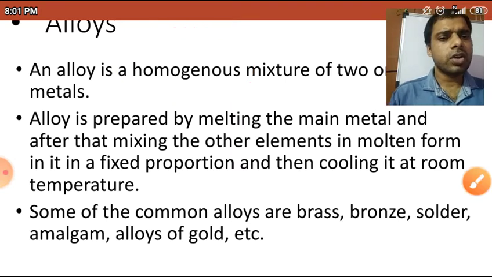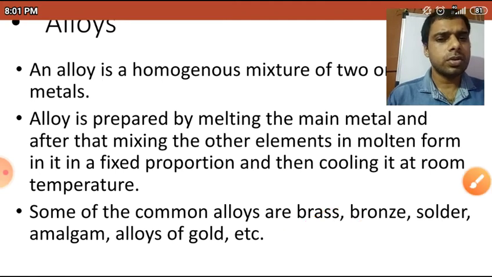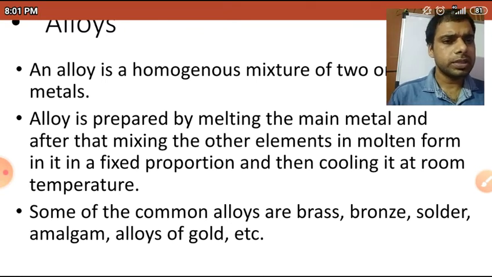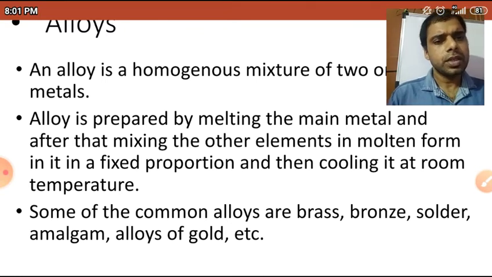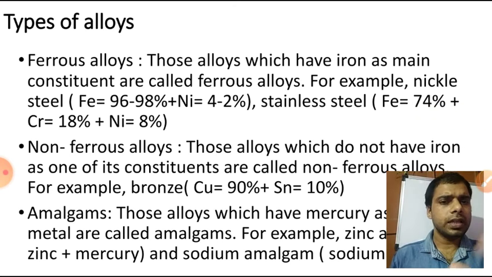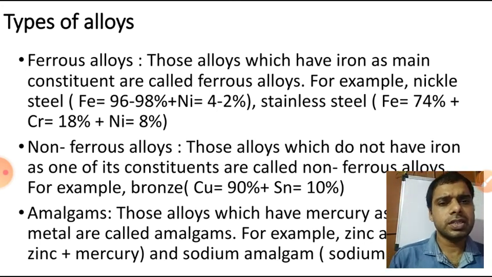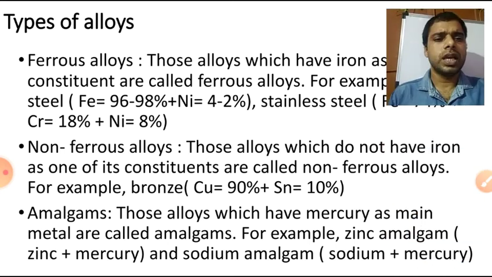Some of the common alloys written here are brass, bronze, solder, amalgam, and alloys of gold. Okay? So we will do these one by one in detail. Here it is written the types of alloys. There are different types of alloys. The first one is ferrous alloys, the second one is non-ferrous alloys, and the third one is amalgam.